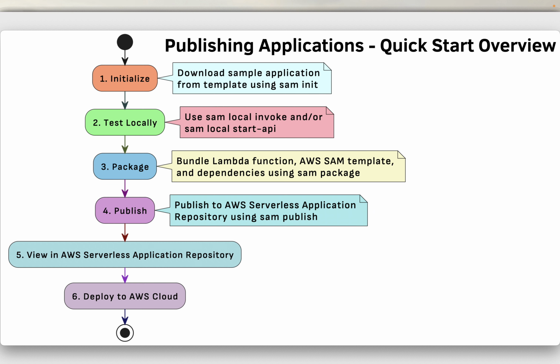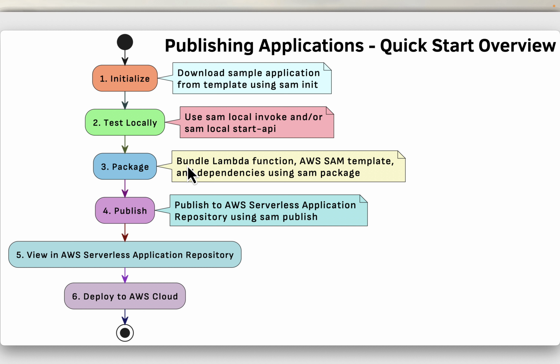So this is the quick start overview. What you do to publish the application is first you initialize: you download the sample application from a template and use SAM init. So this is the command. Then you test locally. You can use SAM local invoke or SAM local start API to test your application locally.